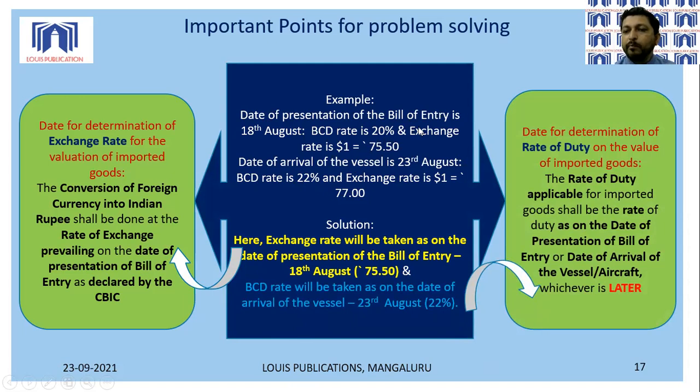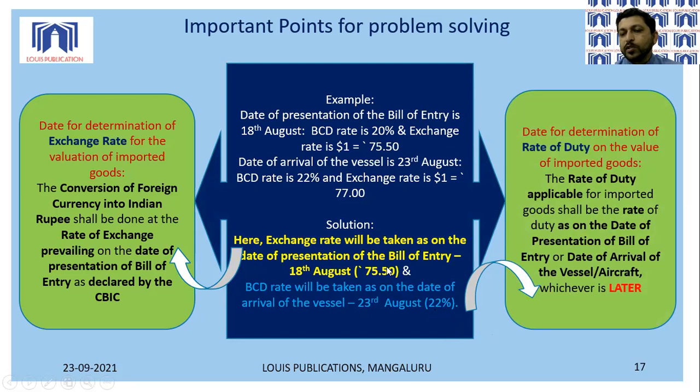20% was on the date of presentation of bill of entry. But since it is the latest date that we take and the date of arrival of vessel is 23rd August, so the rate of duty on such goods, because sometimes the rates are very flexible, it keeps changing. So at that time, the rate on the date of arrival of the vessel will be considered as far as rate of basic customs duty is concerned.